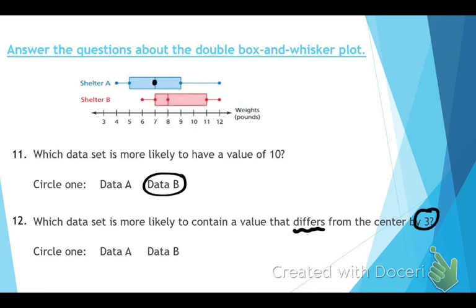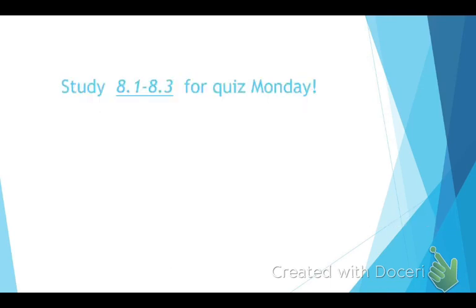Okay, let's look at this one. Here's the center. How much is that one different? 2. How much is that way different? 2. Okay, so we know it's not that. Let's look at this one. How much is that way different? 1. How about this way? 3. So what's the answer? It is data B. Okay? If you understand this, you're going to do fantastic on our quiz coming up on Monday.